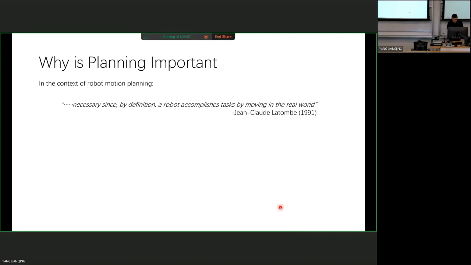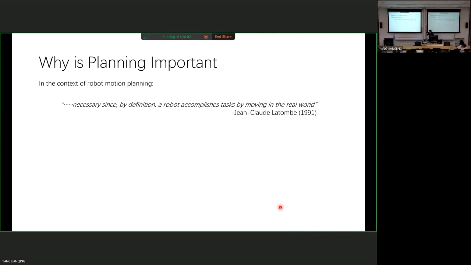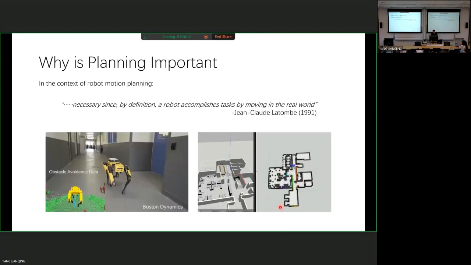Okay, so in the context of robotics, of course, it is important, right? This famous professor actually says something like, it is necessary because by definition, a robot is designed to accomplish tasks that move in the real physical world. Okay, so there are a lot of examples.